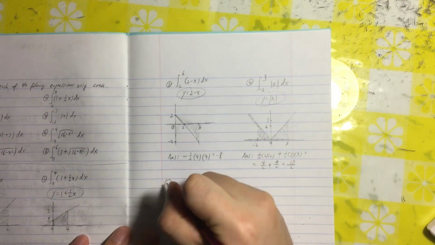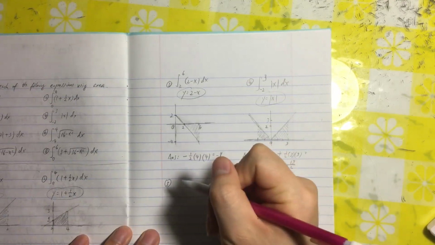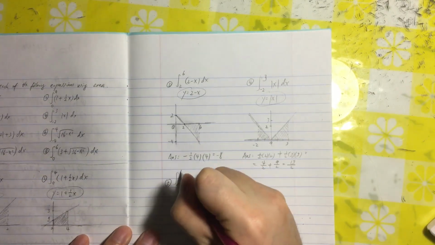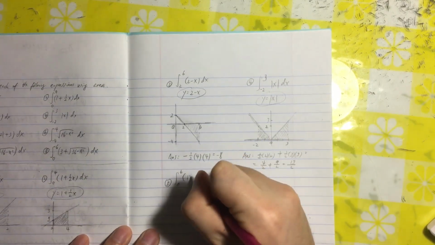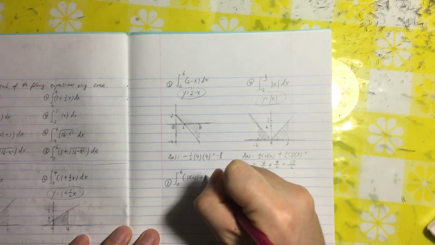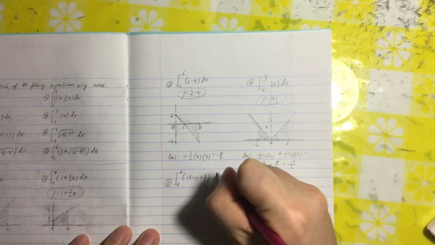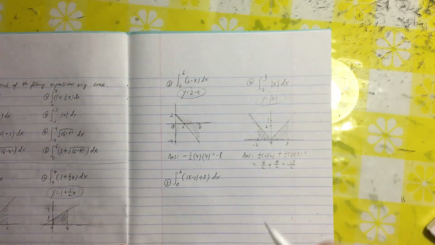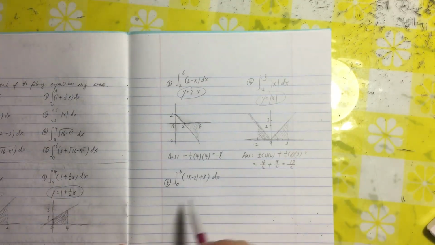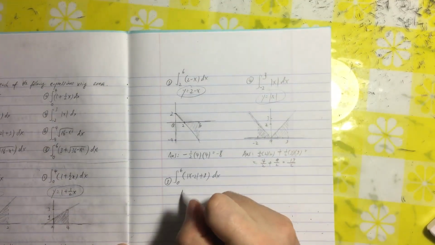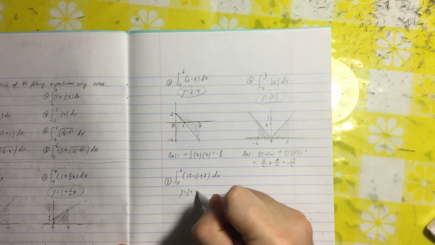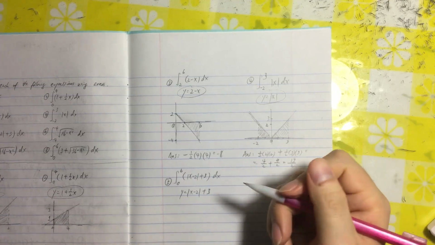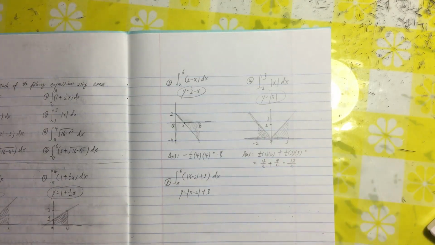Next, integral from 0 to 6 of absolute value of x minus 2 plus 3 dx. Let's graph the function first. How do we graph this function? y equals absolute value of x minus 2 plus 3. To graph this function, we need to use transformation.